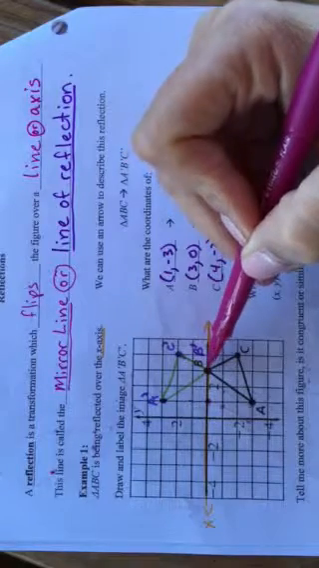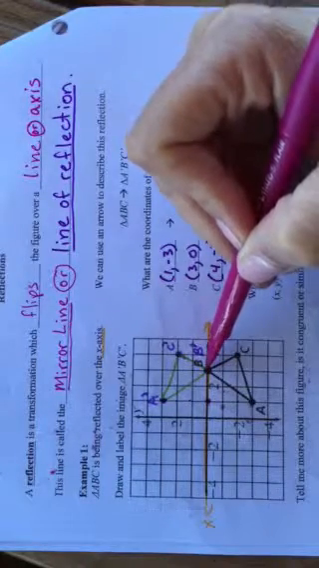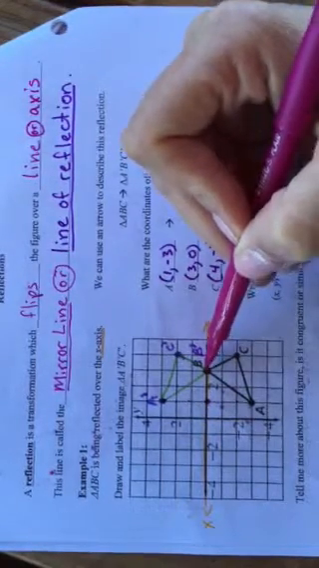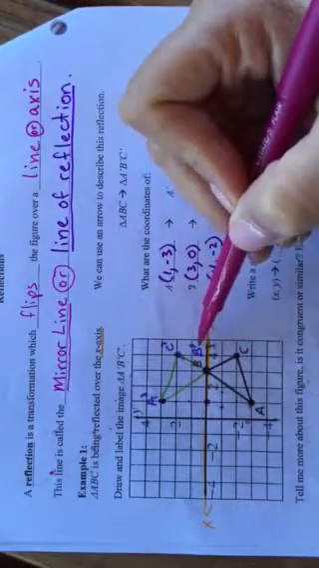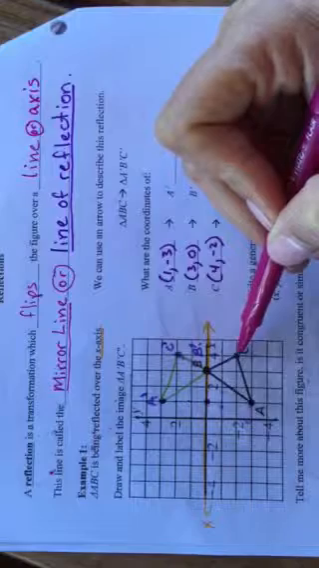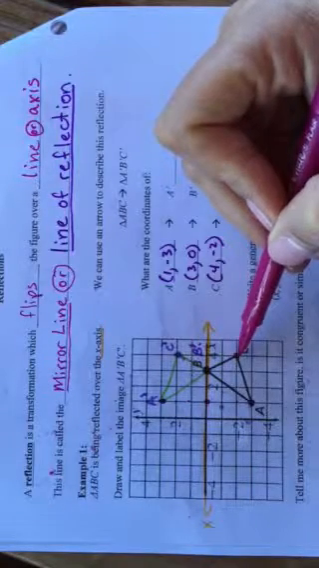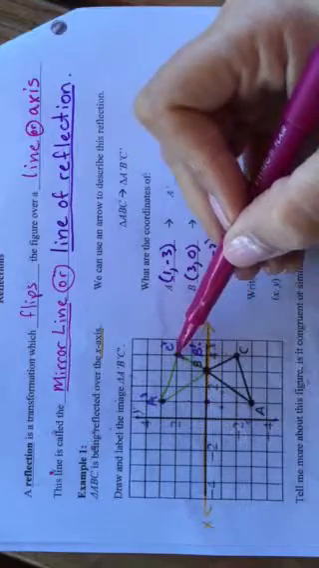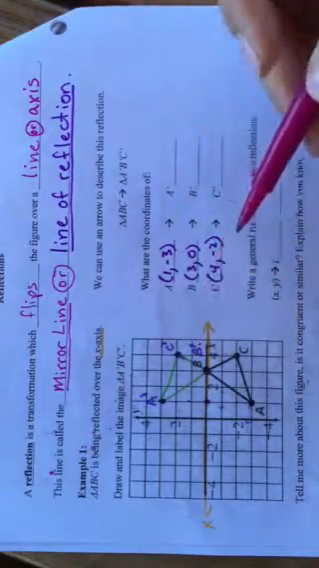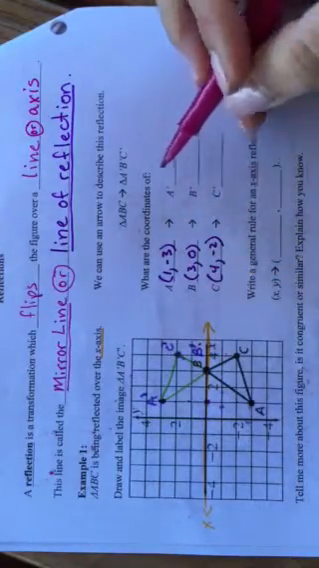So B is tricky. Since it's on the line of reflection, it doesn't move. So I went ahead and marked that also B prime. And then point C is, let's see, 1, 2 away. So I'm going to count 1, 2 past and label it C prime. I'll let you guys catch up a little.